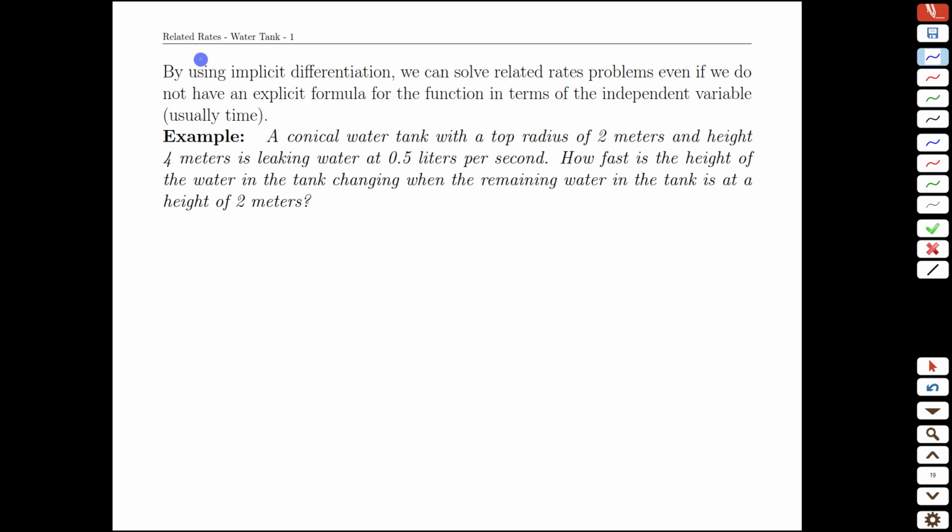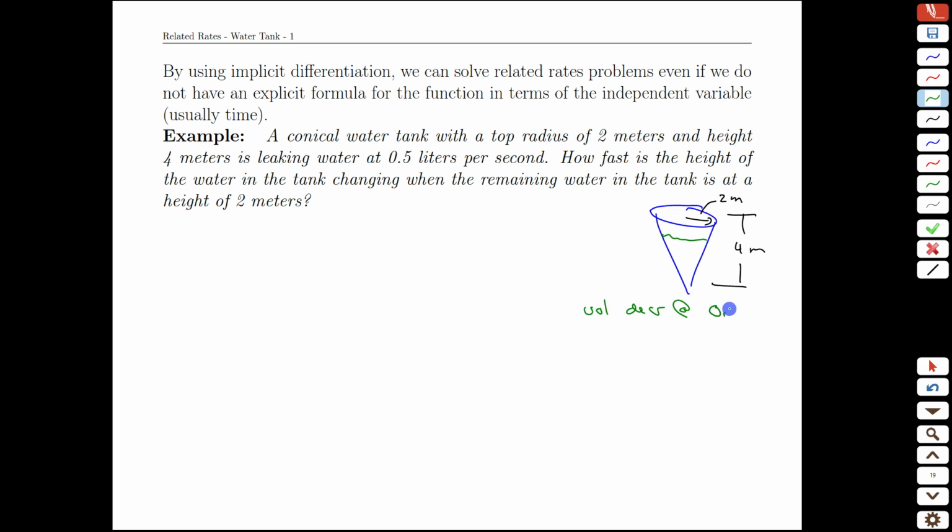Continuing our study of related rates, we're going to look at a problem which involves a water tank this time. We have a conical water tank with a top radius of 2 meters and a height of 4 meters. So radius at the top is 2 meters and the height overall is 4 meters. Now it's not always full, so we have some water level in here and we have the volume decreasing at 0.5 liters per second.